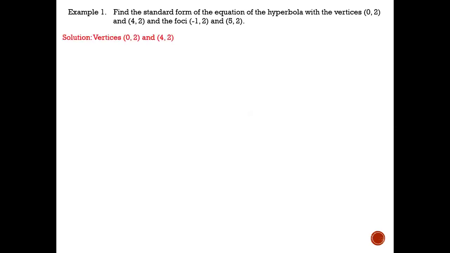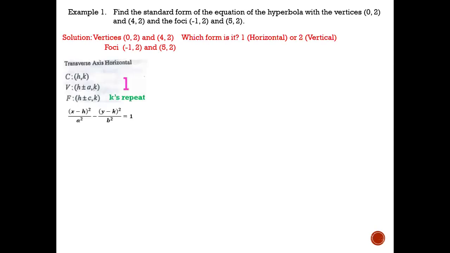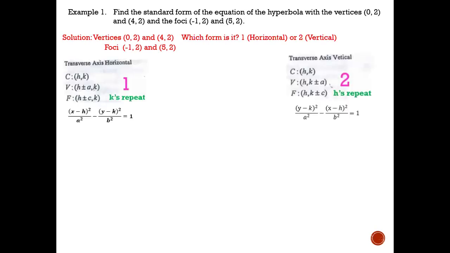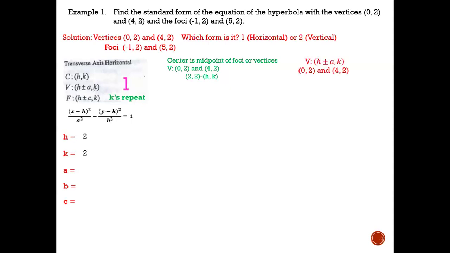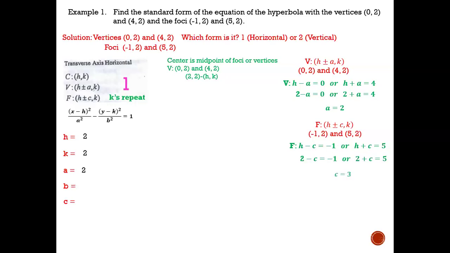These are my vertices and these are my foci. So which form is it? Do we have a horizontal transverse axis or a vertical transverse axis? Let's look at which ones repeat. What is repeating is our K's. So let's plug in what we know. We have our H and our K. From the vertices and the foci, we can calculate that A is 2 and C is 3. So what we're missing is B.